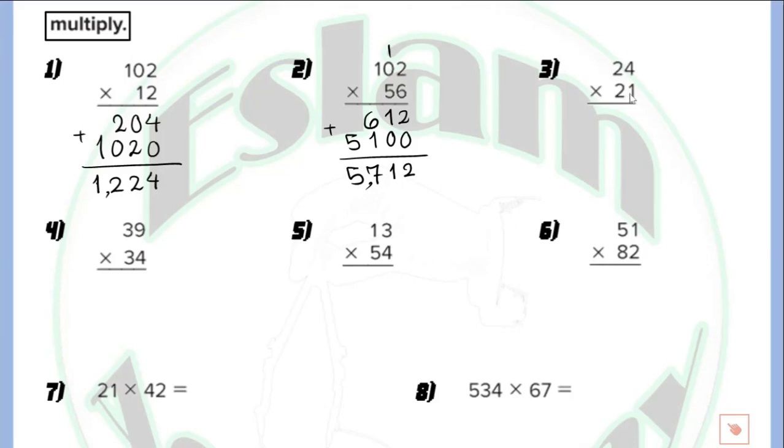24 multiplied by 21. At the first, we'll start from 1. 1 times 4 equals 4. 1 times 2 equals 2. After that, write 0, because I will start multiplying 2, and 2 lies at the tens place. So 2 times 4 equals 8, and 2 times 2 equals 4. Now by adding the two numbers, 4 and 0 equals 4, 2 and 8 equals 10, 0 and carry up 1, 1 and 4 equals 5. So the answer now will be equal to 504.